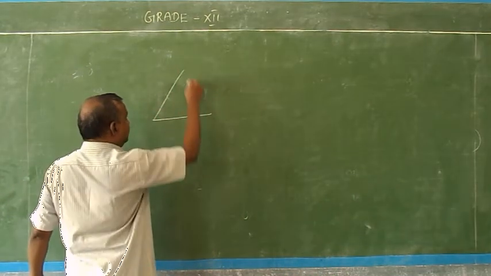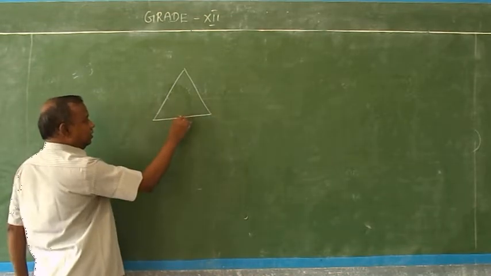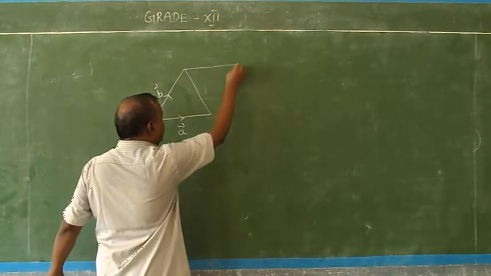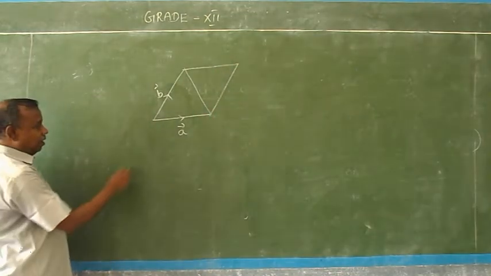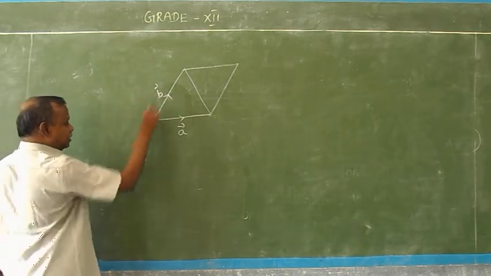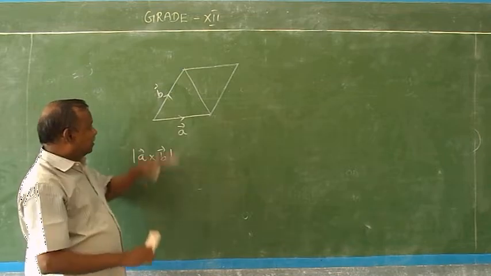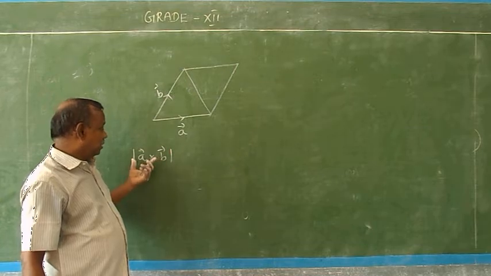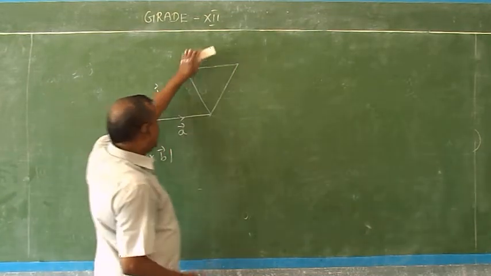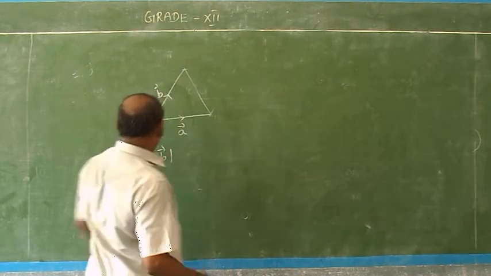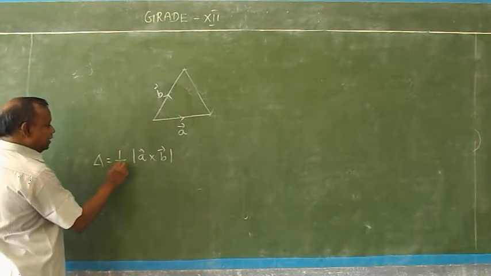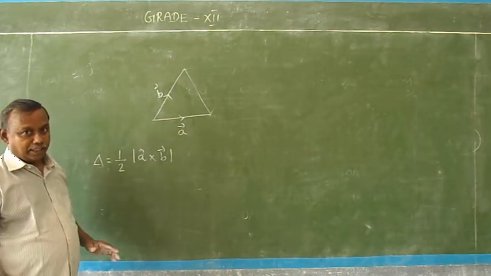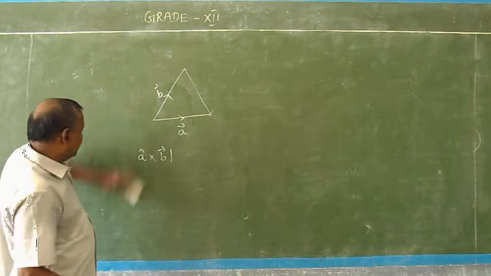Consider a triangle whose two sides are given, A vector and B vector. Clearly, we know that the area of the parallelogram is modulus of A vector cross B vector, if A vector and B vector are the adjacent sides of the parallelogram. But we need only half. Therefore, area of triangle is equal to half into modulus of A vector cross B vector, where A vector and B vector are the adjacent sides of the given triangle. So it is for another form.